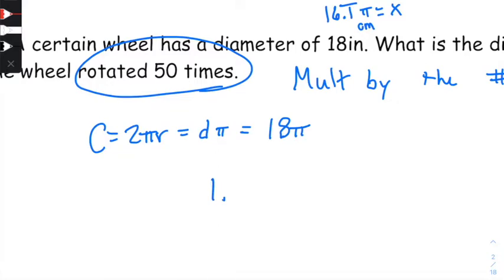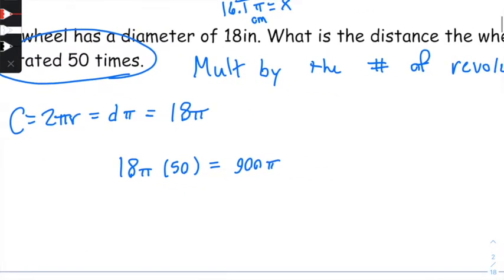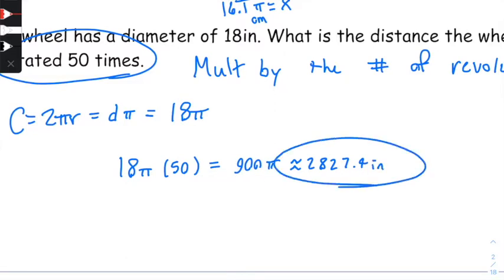So we'll just do 18 pi times 50. And I'm going to write my answer in terms of pi first right here. So 18 times 50 is 900 pi. A lot of times with word problems like this, you're not going to say the wheel traveled 900 pi. Most of the time we're actually going to do the approximate answer. So I'll take that answer and multiply it by pi. The pi button in the calculator will get us about 2,827.4 inches right there. So depending on if they ask for exact or approximate, you use one of those.